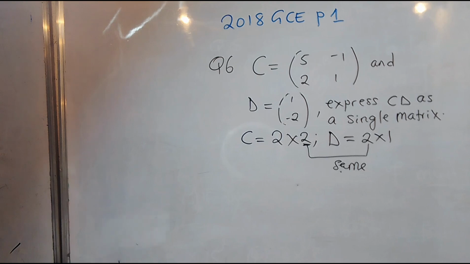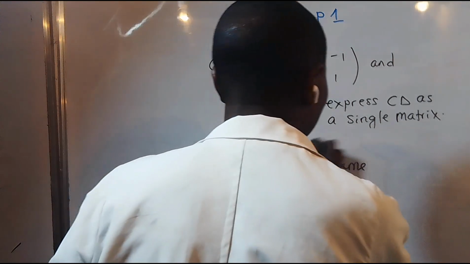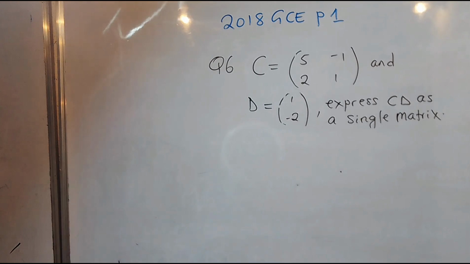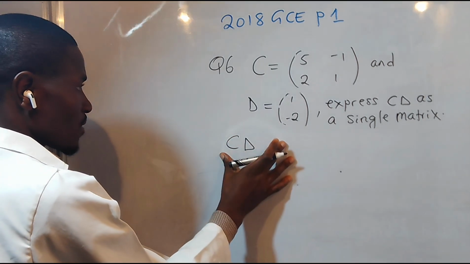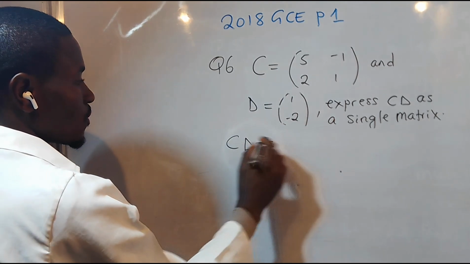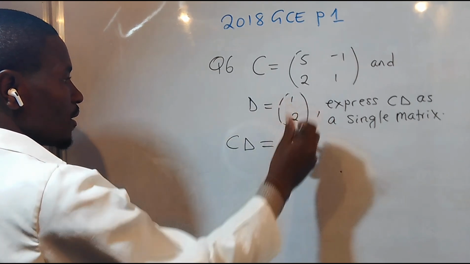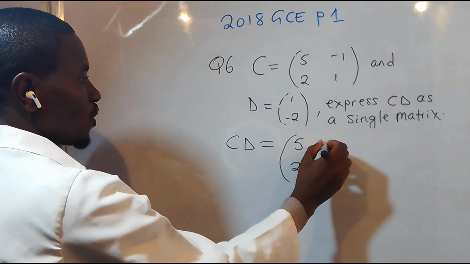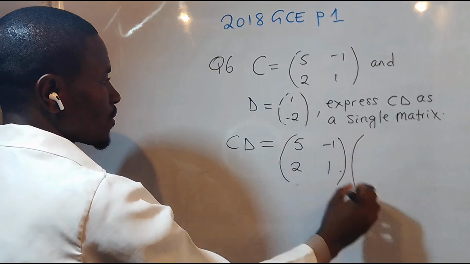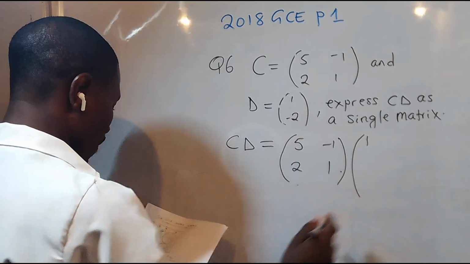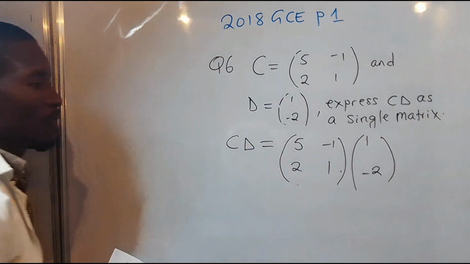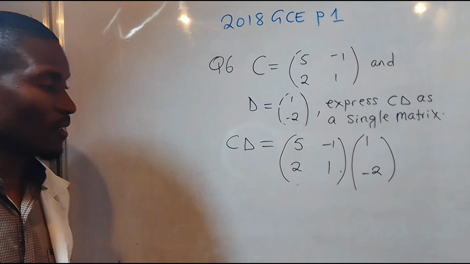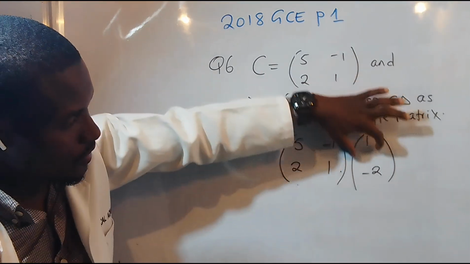Now, from there we can see that the examiner is saying express CD. So this is multiplication. So we start with C, that is 5, -1, 2, 1, and then also multiply with matrix D, which is 1, -2. So we know the concept when I'm multiplying is that this row goes into the column.